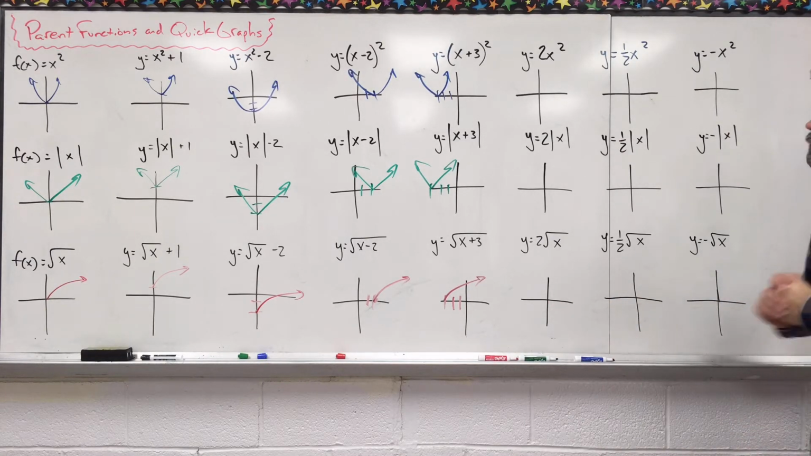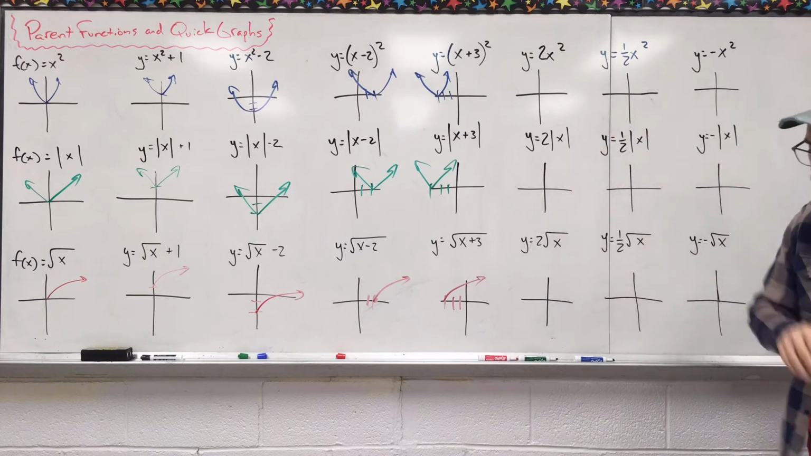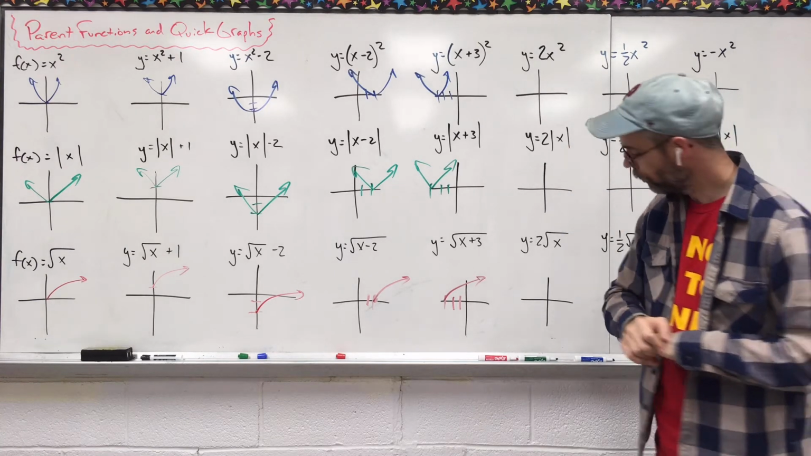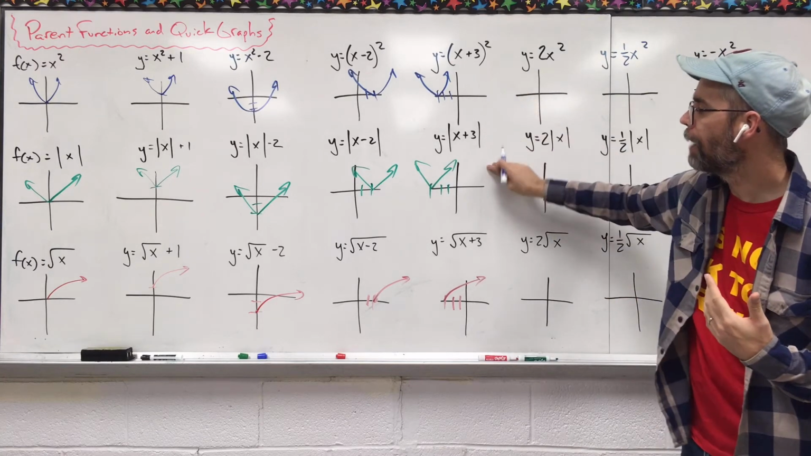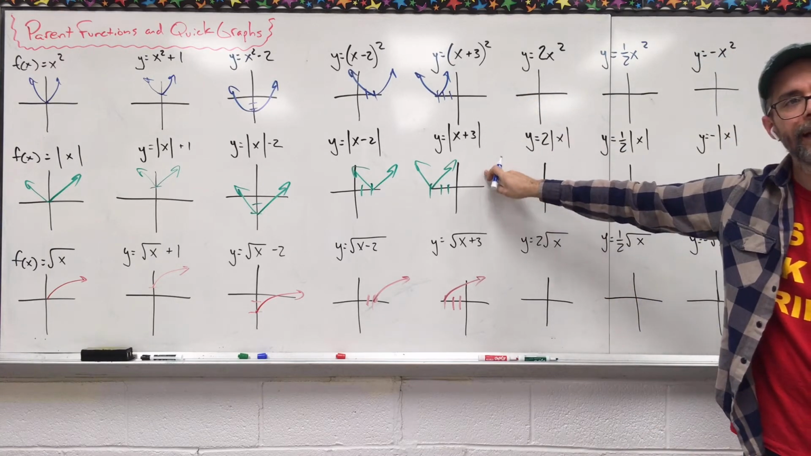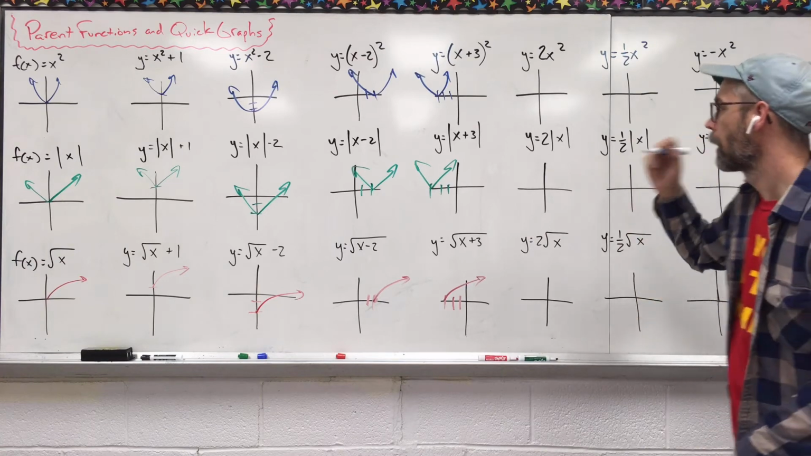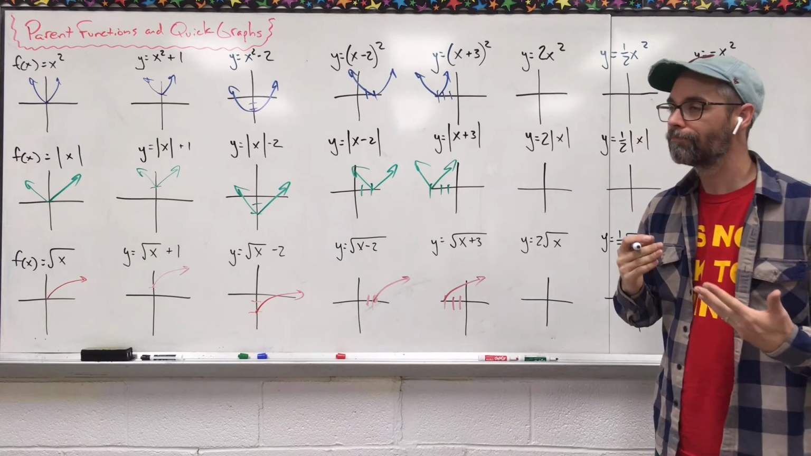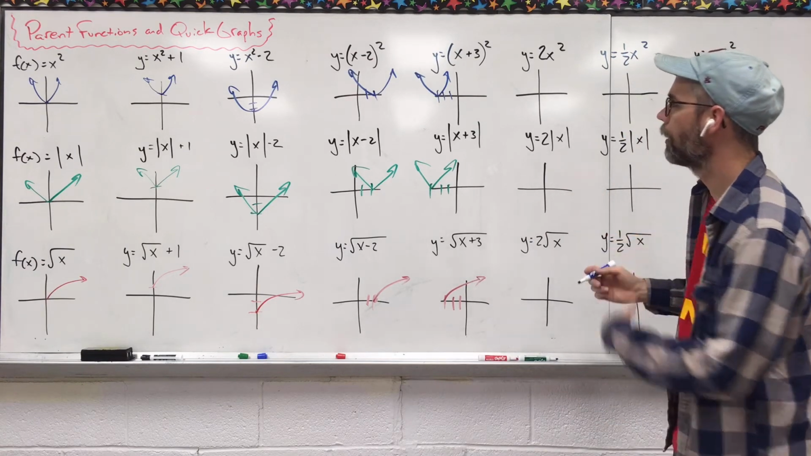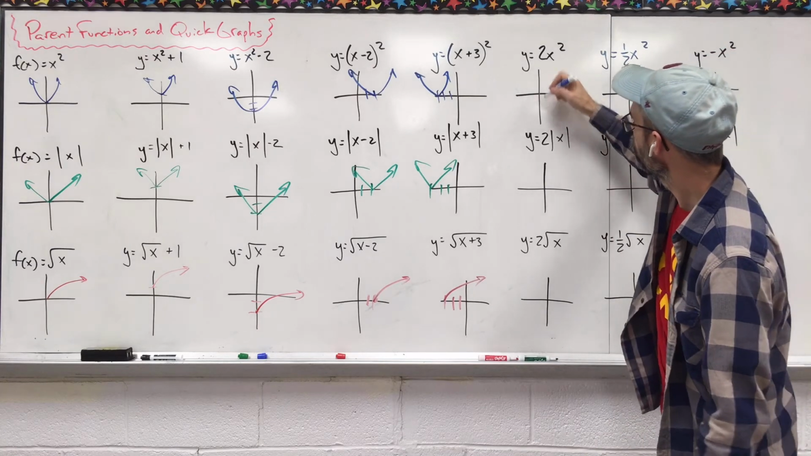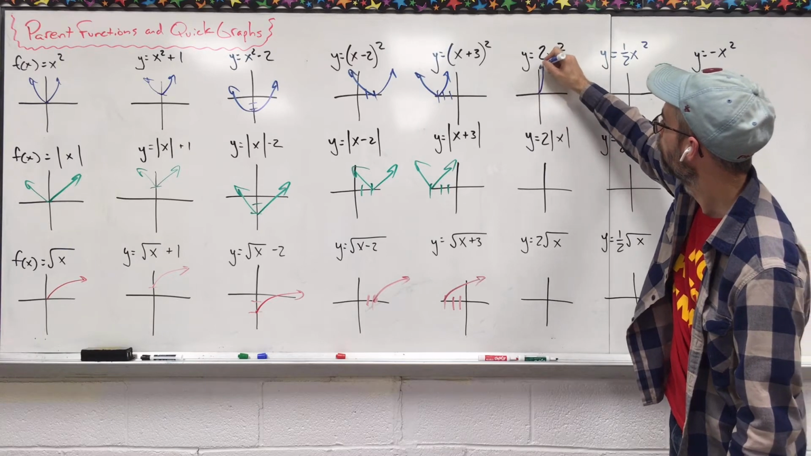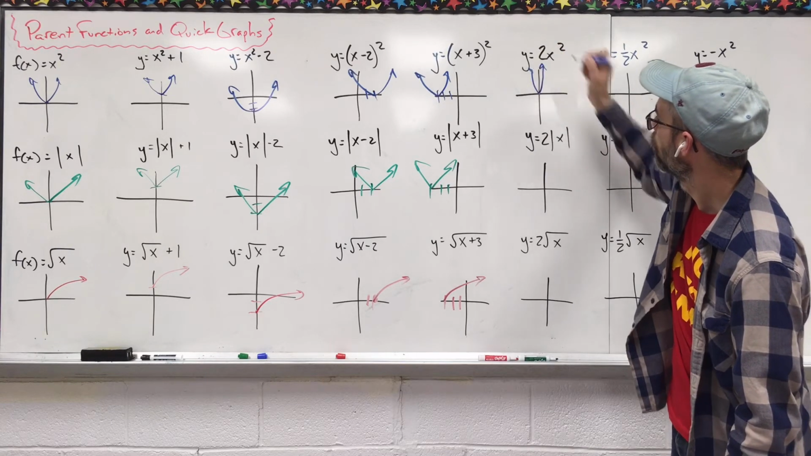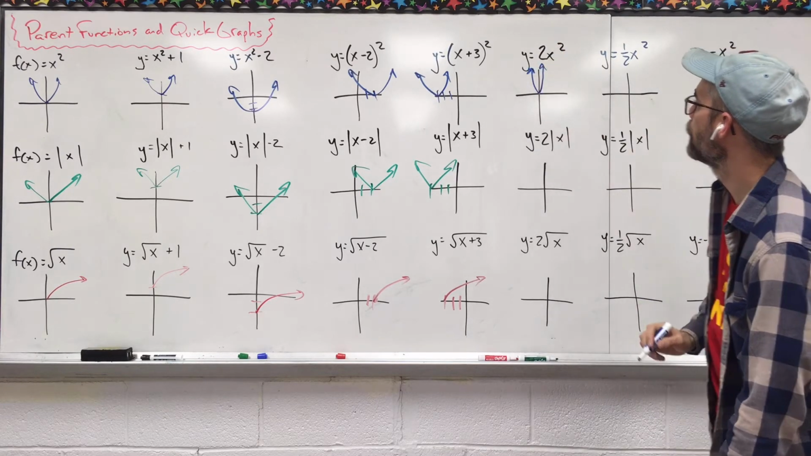Now, what about if you've got a number in front? So that 2 out front is going to do something. It's going to kind of make at least the parabola and our absolute value V, it's going to make them skinnier. Again, if you're not so sure, make a table of values, and we'll look at some of that in another video. So go back to that origin, and this time I'm going to exaggerate a little bit. We get a skinny V.